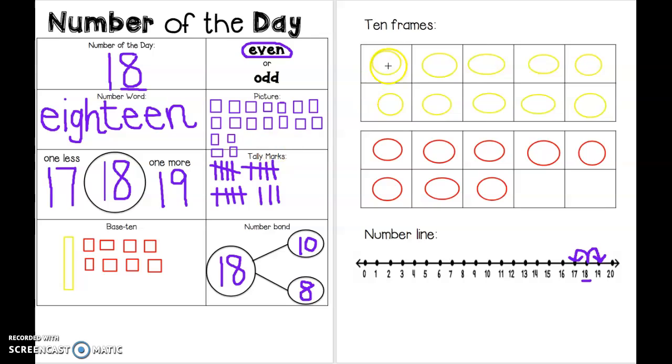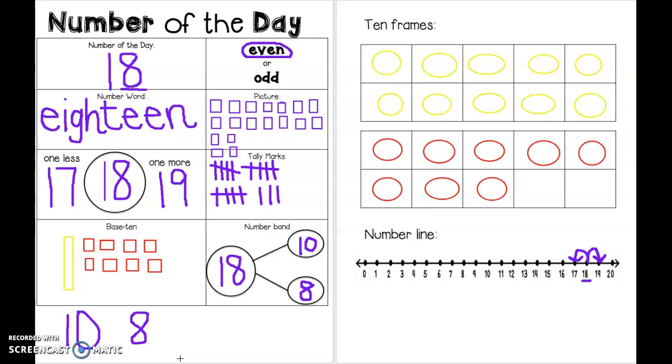I can use my 10 frame or my number line or my pictures to help me when I am doing a story problem. So first, let's think, if Miss Tori had 10 goats and Boone has 8 goats, how many goats do they have all together?